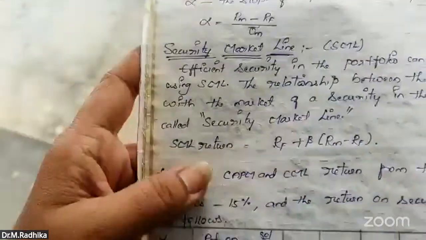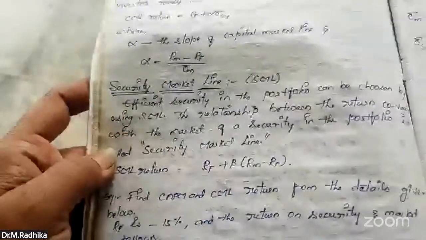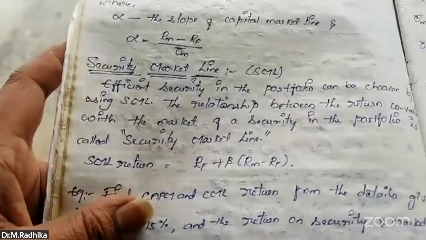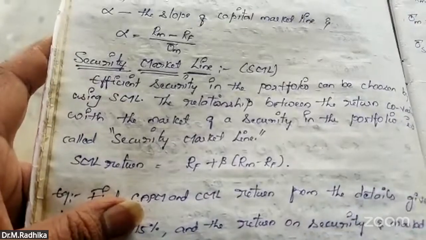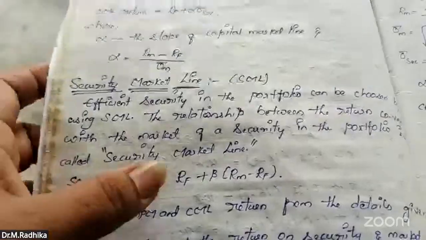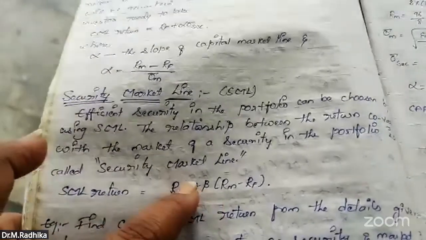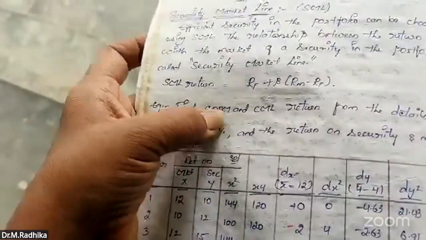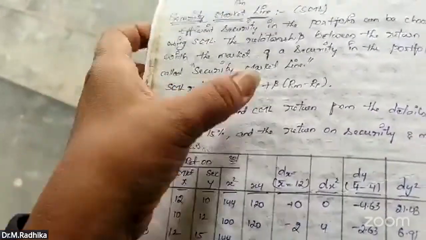So we'll calculate the SML. Next, SML. SML is for efficient securities in the portfolio which are chosen by using SML. Here, the relationship between the return and covariance with the market of the security in the portfolio is called SML. So, same formula we are using for SML like CAPM, RF plus beta into RM minus RF. So, that's the reason we can say CAPM and SML are one and the same formula.